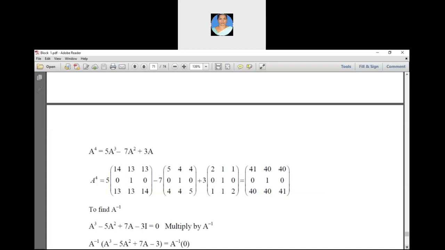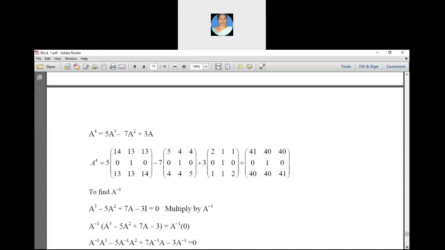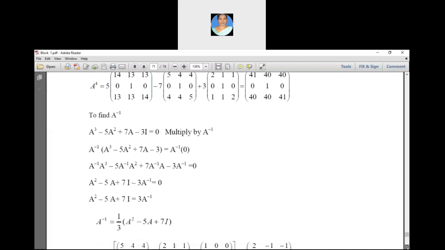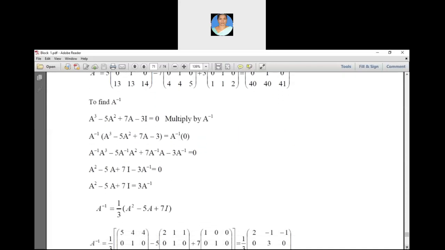to find A inverse. Already we know that A cube minus 5A square plus 7A minus 3I equal to 0. Multiply on both sides by A power of minus 1. So A power of minus 1 of (A cube minus 5A square plus 7A minus 3I) equal to A power of minus 1 of 0. So A power of minus 1 A cube minus 5 A power of minus 1 A square plus 7 A power of minus 1 A minus 3 A power of minus 1 equal to 0.